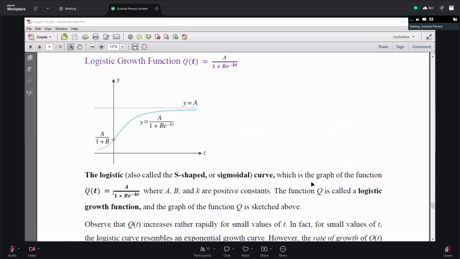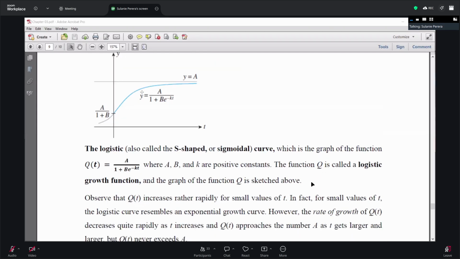So the logistic growth takes an S shape or a sigmoidal curve. We call this a sigmoidal curve, which is the graph of the function. The logistic curve is given by Q(t) equals A over 1 plus B e to the power minus Kt, where A, B, K are all constants, and Q is called the logistic growth function. And this is how the shape looks.